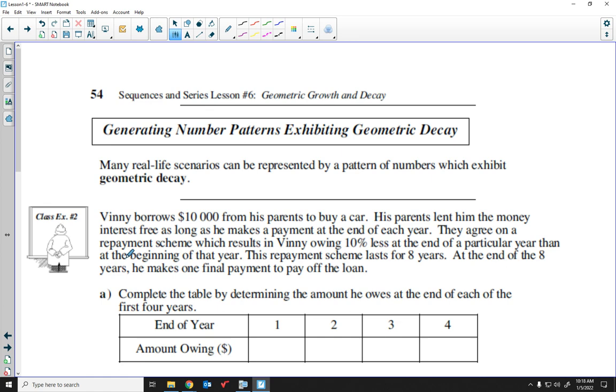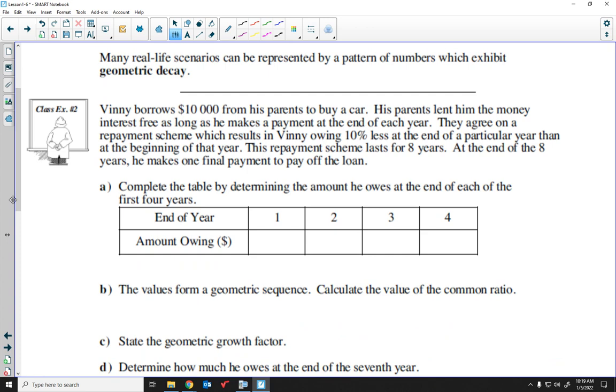They agree on a repayment scheme, which results in Vinny owing 10% less at the end of a particular year than at the beginning of the year. This repayment scheme lasts for 8 years. At the end of 8 years, he makes one final payment to pay off the loan. Okay, so we want to complete the table to show the amount he owes at the end of the first 4 years. At the end of year 1, he has to make a bit of a payment, so he would owe $10,000.